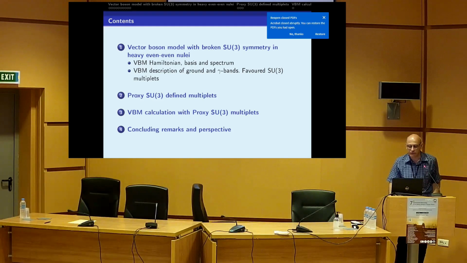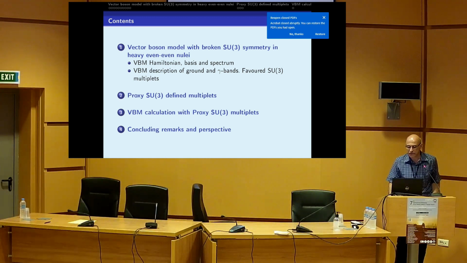...ground and gamma bands in collective spectra. This is based on the irreducible representations of the group SU3, which form the so-called SU3 multiplets. Then I will show how it can be connected to the proxy-SU3 model.